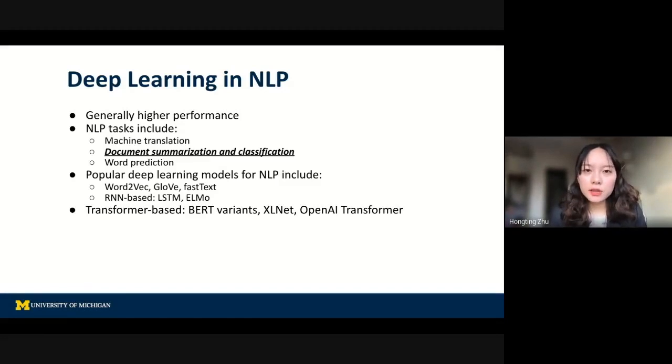We looked at deep learning in NLP, because it generally has higher performance than traditional solutions. NLP tasks include document summarization and classification, and that is exactly what we want. We then looked at popular deep learning models for NLP, including Word2Vec. We also looked at transformer-based ones like BERT and XLNet. Transformer means that we have a bunch of input, but we can filter out the irrelevant data, and the output would be, for example, a classification, a vectorization of the information that we most dearly need.